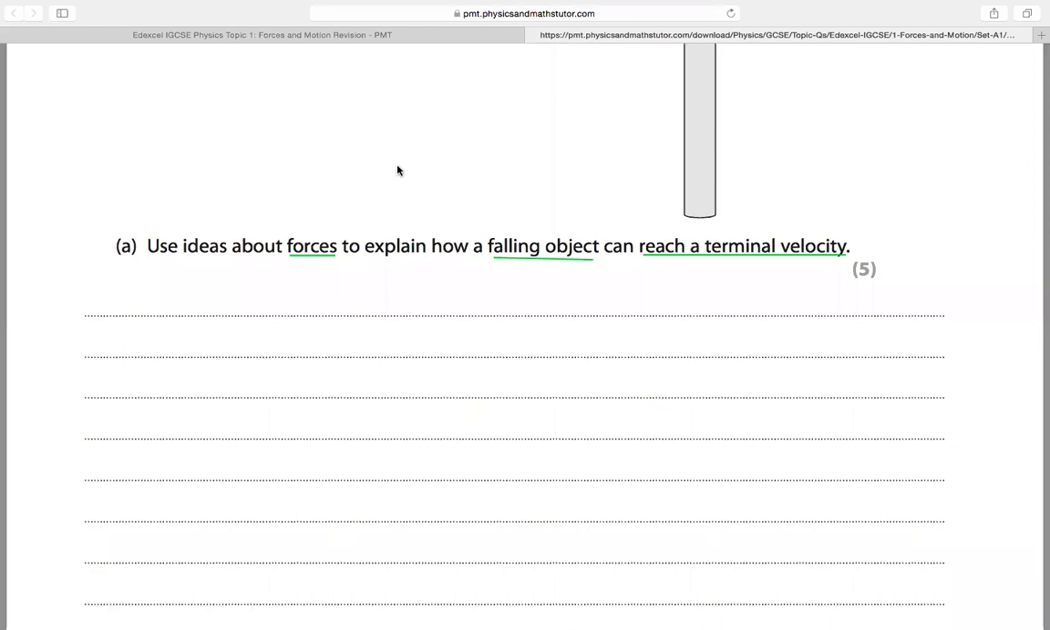Okay, so anyone wants to try? So you want to use forces, you want to talk about forces. So we have a falling object. So you want to talk about the forces around a falling object and then how it reaches terminal velocity. Okay, anyone wants to try?